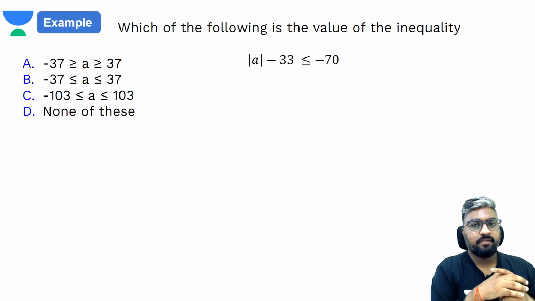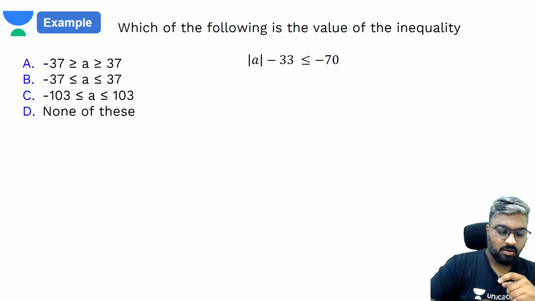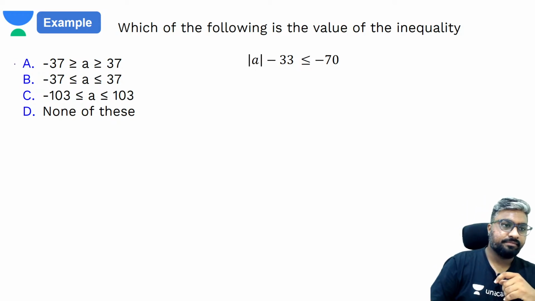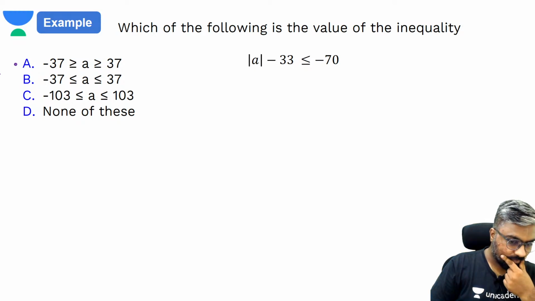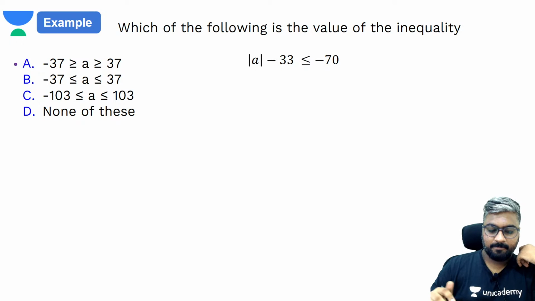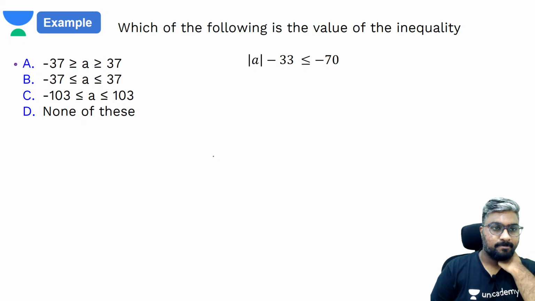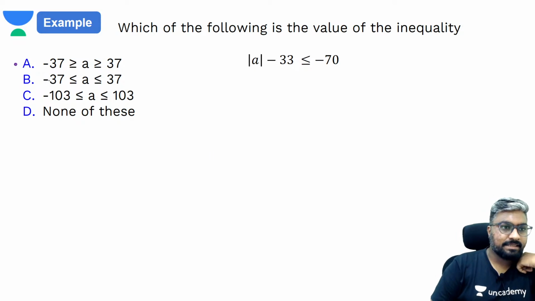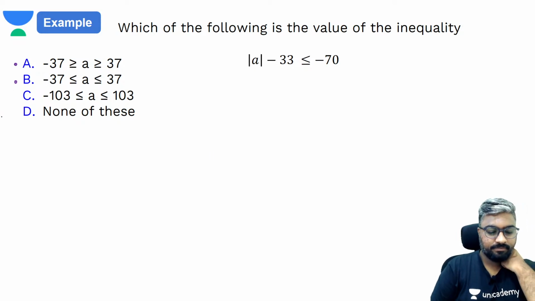Which of the following is the value of this? We want to find out the solution of A. Okay, Punya Shlok says A. How about others? Ishita says B. Tanush says A, Saket says B.